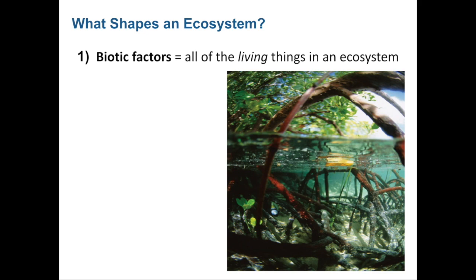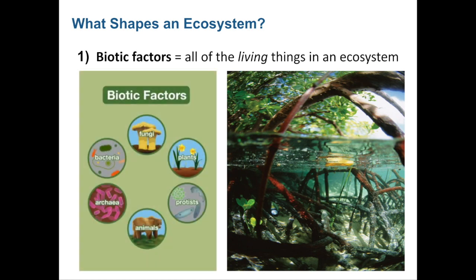So when we're looking at our biotic factors, all of the living things in an ecosystem make up the biotic factors. What types of things might that be? Well, we've already looked at our kingdoms, right? We had our bacteria, archaea, protists, fungi, plants, and animals.